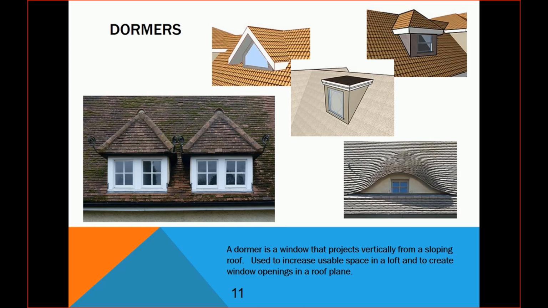The one on the top left is a gable dormer. The one on the top right is definitely a hip dormer. The one in the middle is a shed roof on a dormer, and the one on the far right we call an eyebrow dormer. Kind of has the shape of an eyebrow.